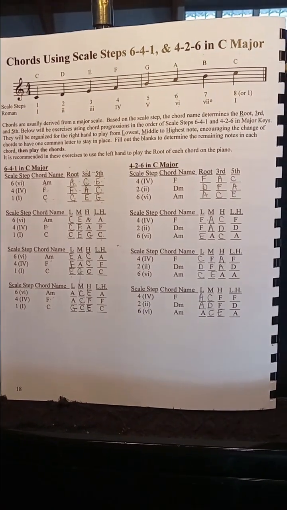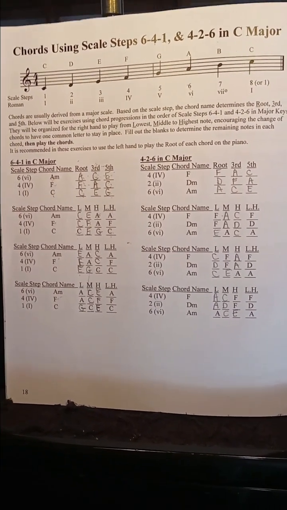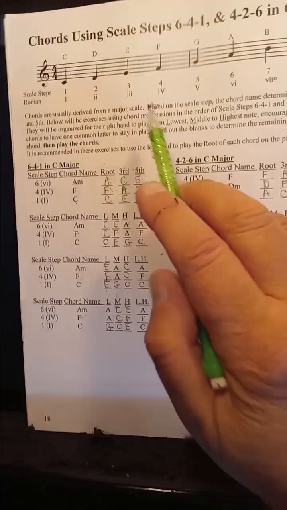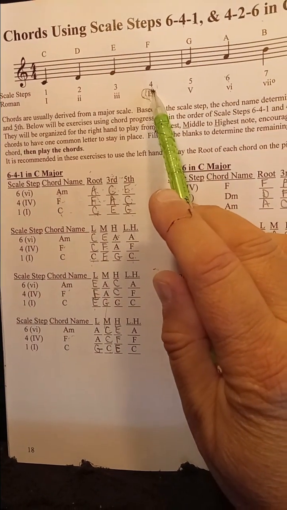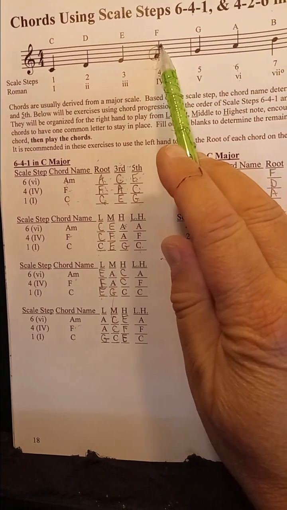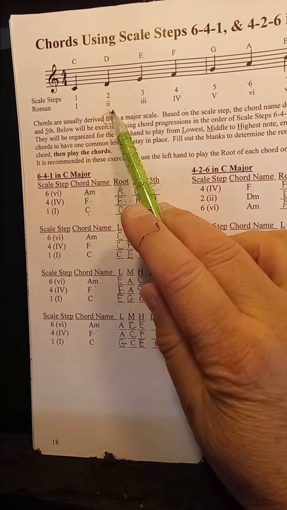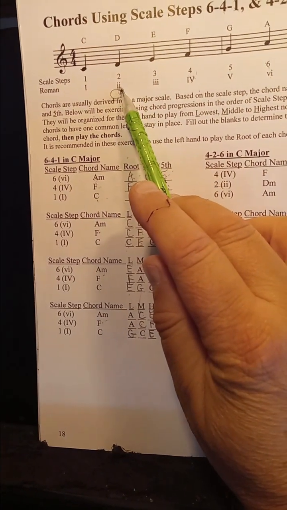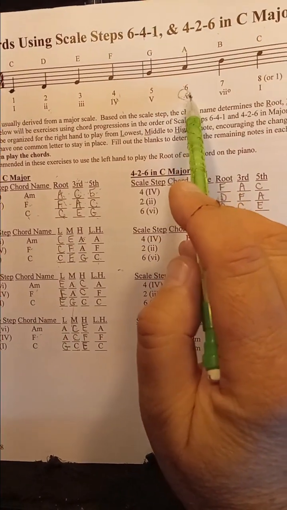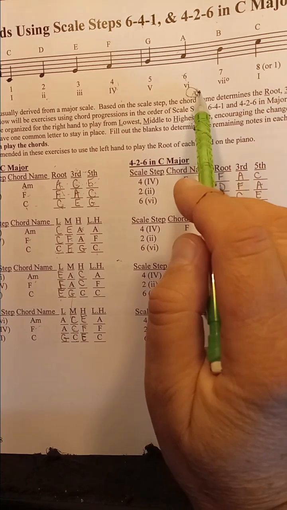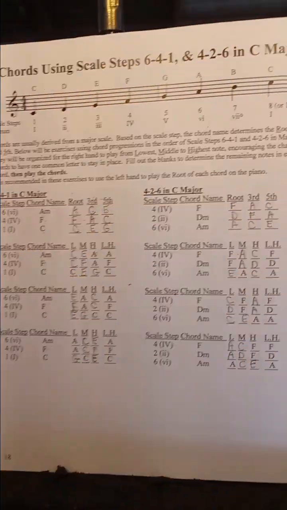And in this lesson, we're going to work on page 18, the right-hand side of the page, where we're going to work on the 4-2-6 progression in the key of C major. On page 18, the 4-2-6 progression will be the 4 chord, which would be F, the 2 chord, which would be a D minor, and we're going to finish it with the 6th chord, which is A minor, which is related to the C major chord.